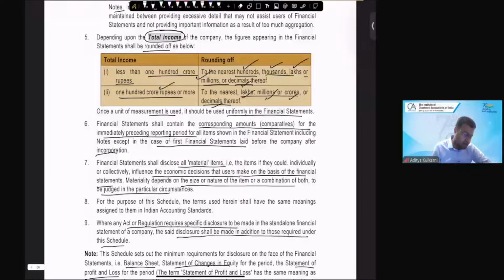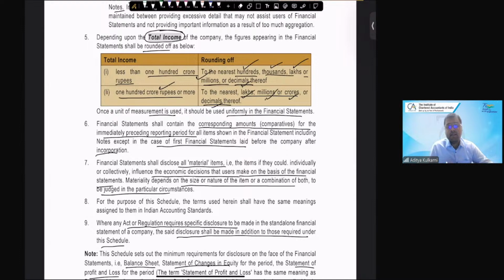You shall disclose all material items, that is, the items if they could individually or collectively influence the economic decisions that users make on the basis of financial statements. So materiality depends on the size or nature of the item. If you remember, size is of course judgmental. You look at your revenues and then you see to what extent you can combine items in your P&L. So you can say all expenses below 1% of revenue, for instance, you will combine and present as other expenses. It does not make sense to disaggregate it and present them individually. Line items will be manifold.